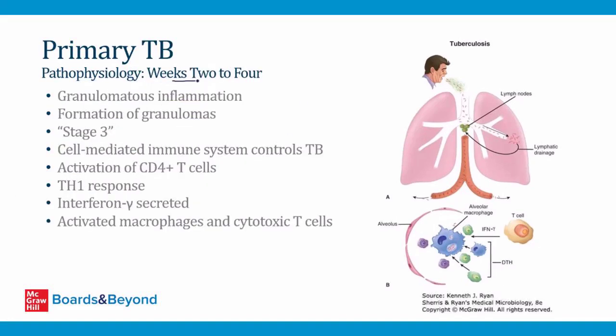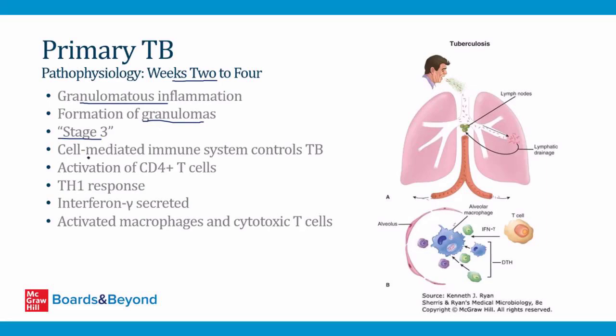In weeks 2 to 4, the infection leads to granulomatous inflammation. Granulomatous inflammation is a special form of chronic inflammation. I talk about it in detail in videos in the pathology section. But the hallmark of granulomatous inflammation is the formation of granulomas, and I'll show you a picture of what these look like in a minute, but they form usually in the lungs in patients who have primary tuberculosis, and this is sometimes called stage 3 of primary TB.